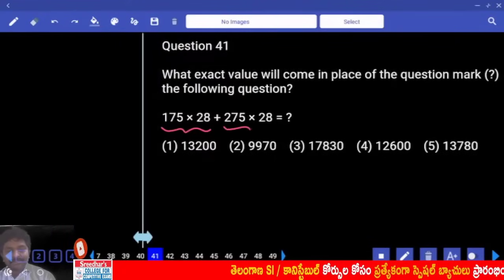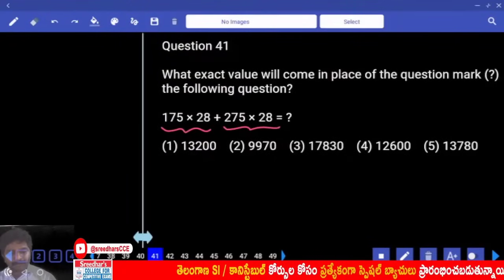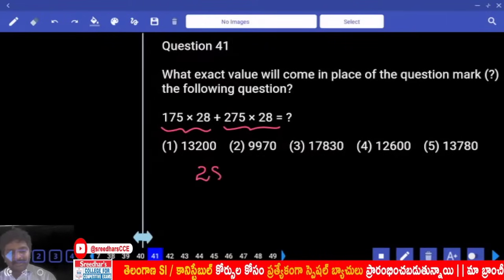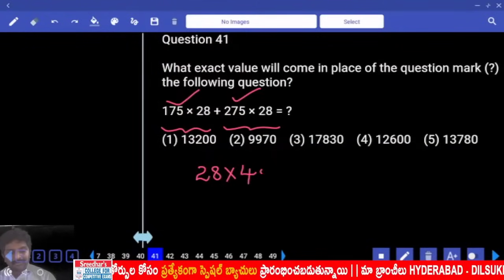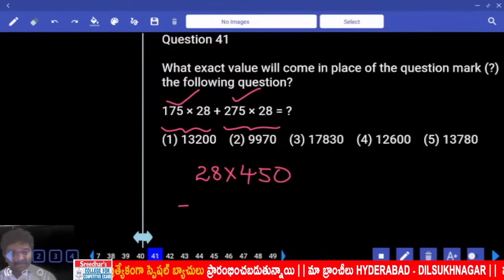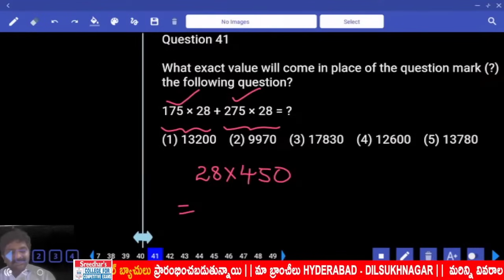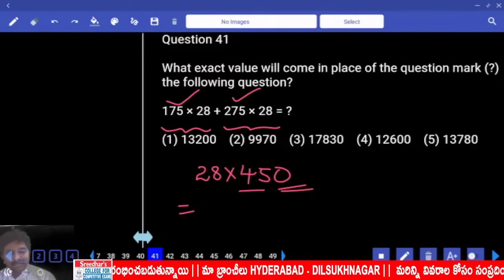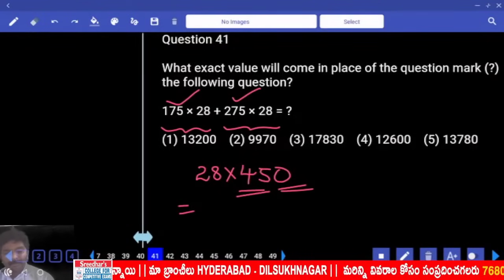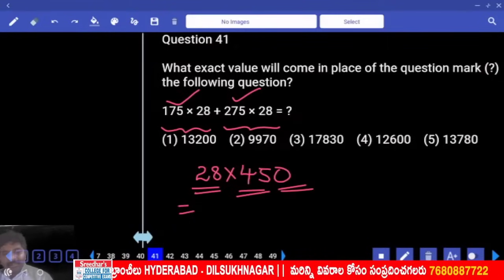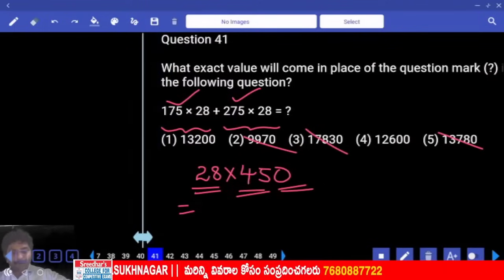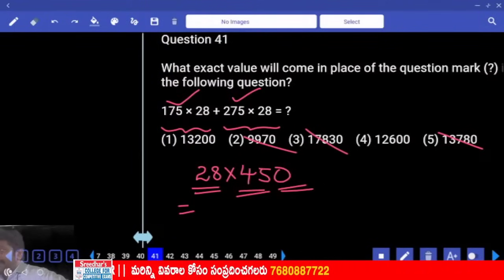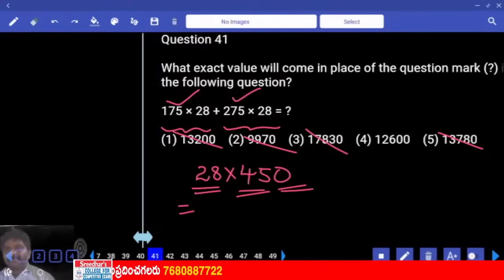So 28 multiple is common in both cases. If that is taken common, 28 into 175, 275, 450. Yes? So how many zeros are here? And do you see 5 multiple here? Do you also have even number? How many zeros must be there? How many options are there? 450 is 9 multiple. Answer must be 9 multiple. First eliminated.